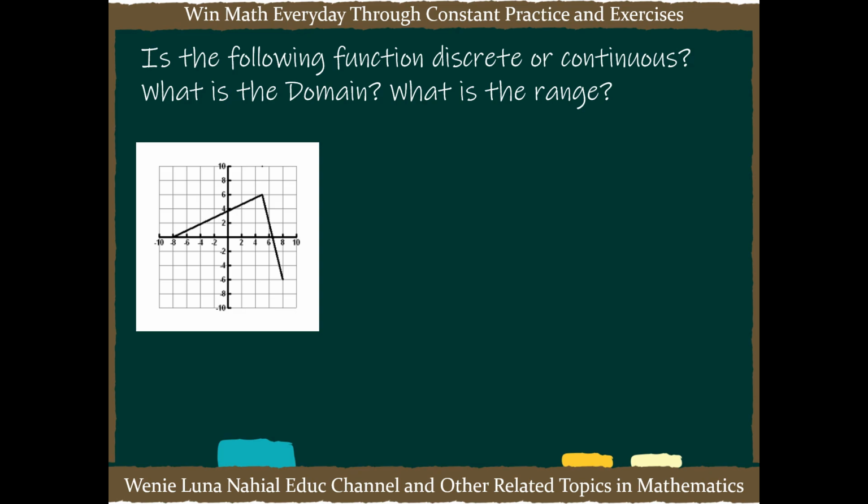You can see that the graph here is made of connected points, and by that we can say that this graph represents a continuous function. Now, in determining the domain as well as the range of the function represented by this graph, we have to take note that the graph is made up of connected points, and every point on the graph has an x-coordinate as well as a y-coordinate.